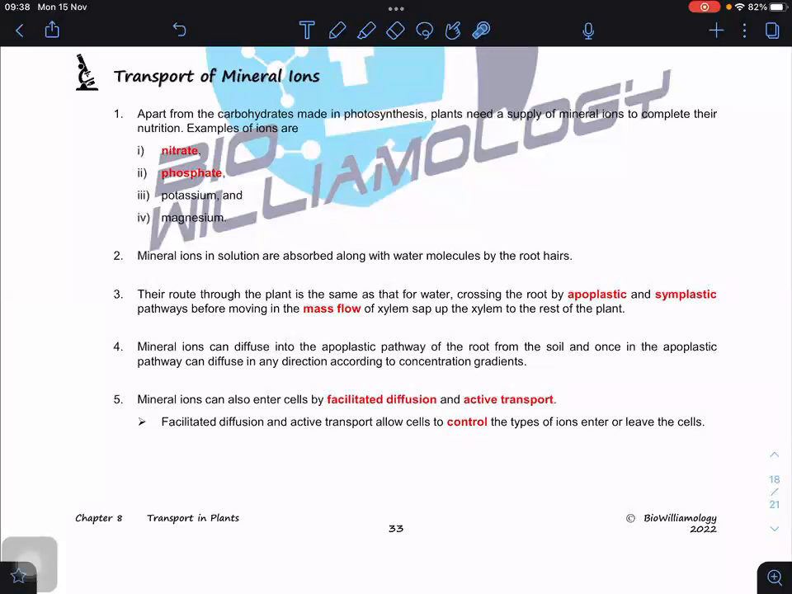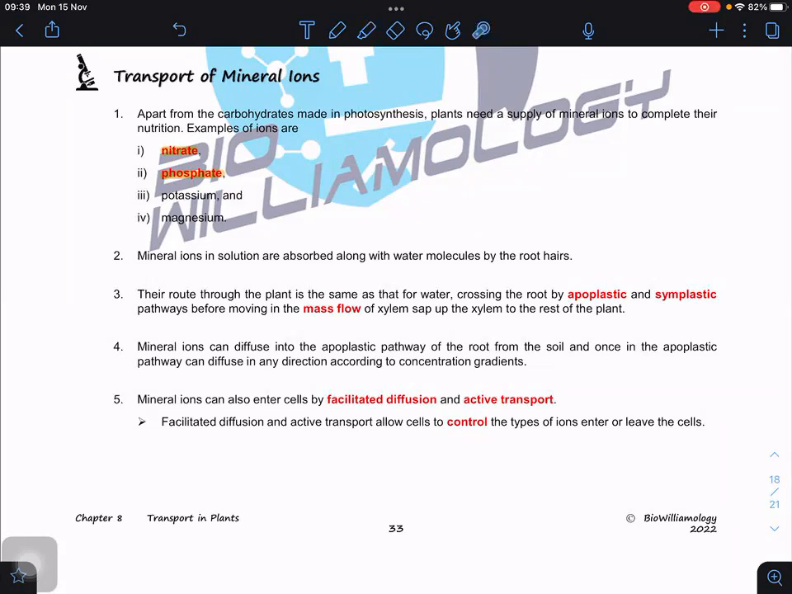So what is in terms of transportation of mineral ions? Apart from these carbohydrates, or assimilate made by photosynthesis, the plant also needs a supply of the mineral ions. Example ions that are quite important for the plant, which I'll highlight, are nitrate and phosphate. These two you need to know. Potassium and magnesium are not really.